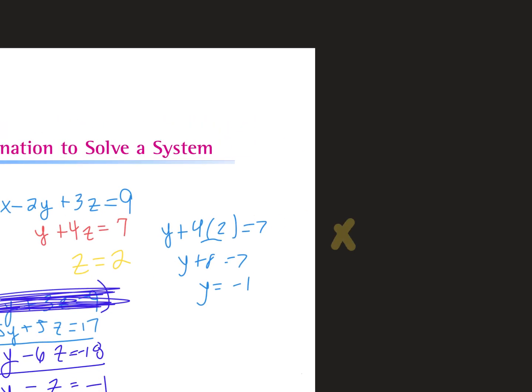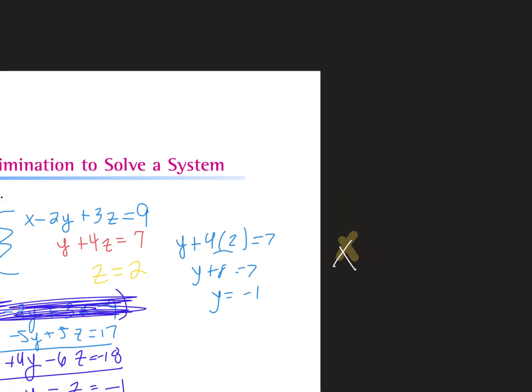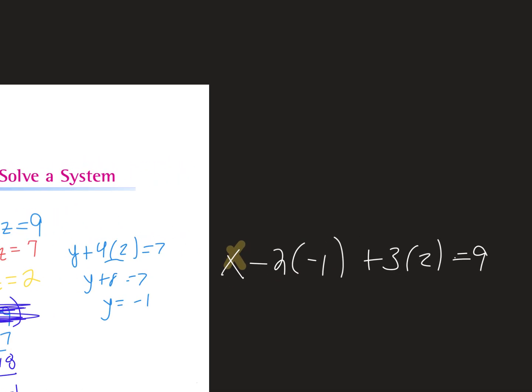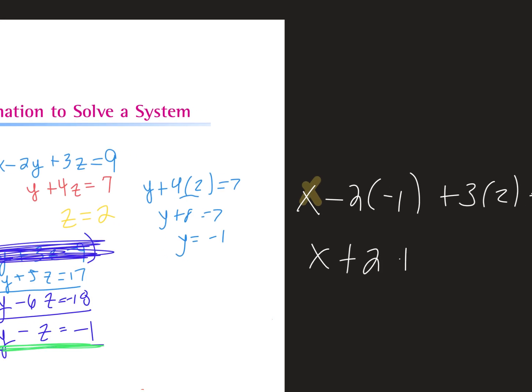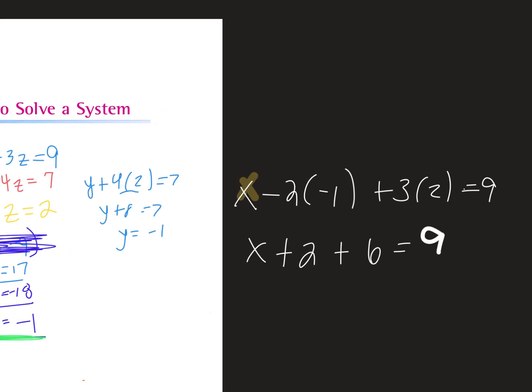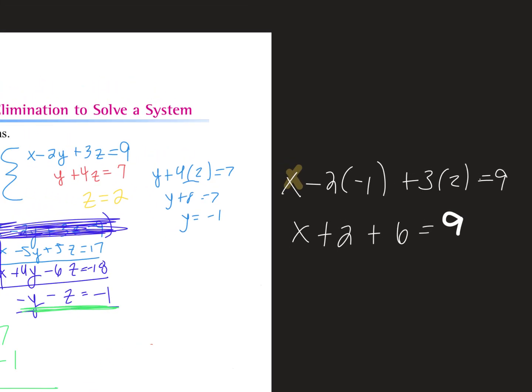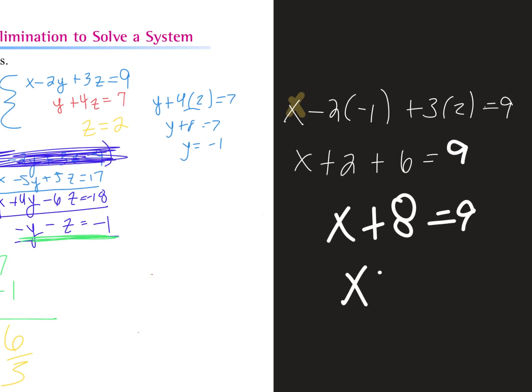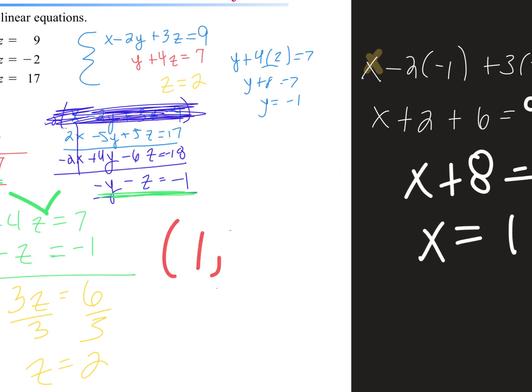Okay, so I have x minus 2 times negative 1. Y is negative 1. And then plus 3 times 2 equals 9. All right. So x plus 2 plus 6 equals 9. I think you plugged in 2 before, but I said 1. Sorry. All right, so x plus 8 equals 9. So x equals what? 1. All right, so your ordered triple would be your x value, which is 1, your y value, which is negative 1, and your z value, which is 2.